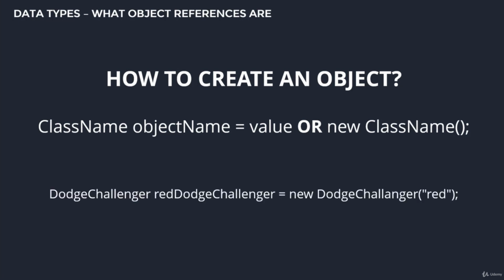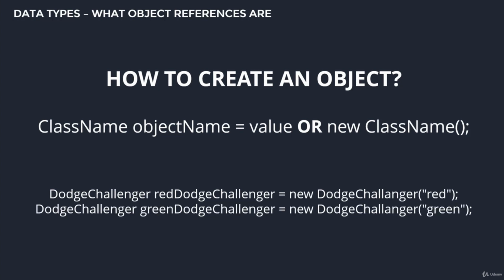So, first the class name, Dodge Challenger, then the object name, redDodgeChallenger, equals, then the new keyword, the class name again, Dodge Challenger, and in the parentheses you can add a color like red and a semicolon. So this line of code is going to create a Dodge Challenger object and its color is going to be red. But with almost the same code, you can create a green one as well. The object name is different. It is called greenDodgeChallenger and the parameter is green.